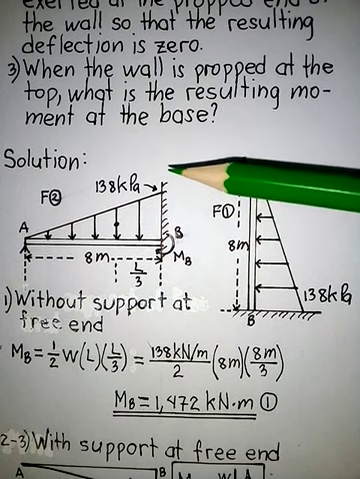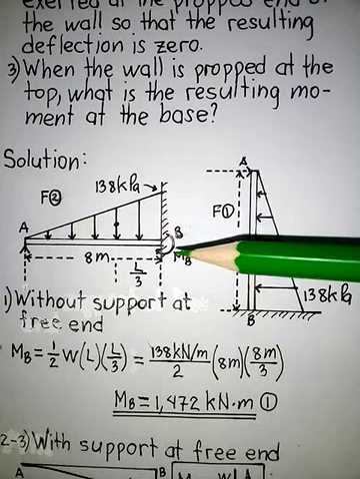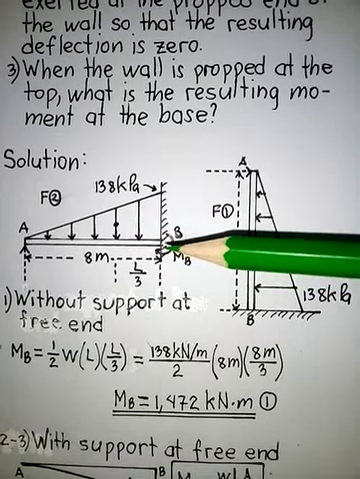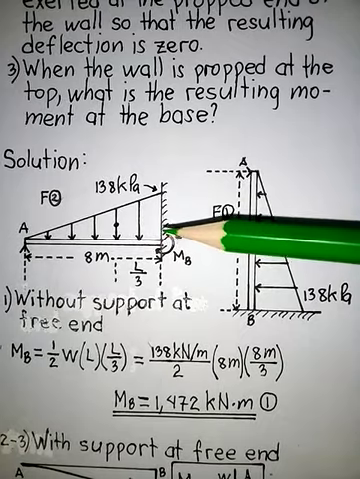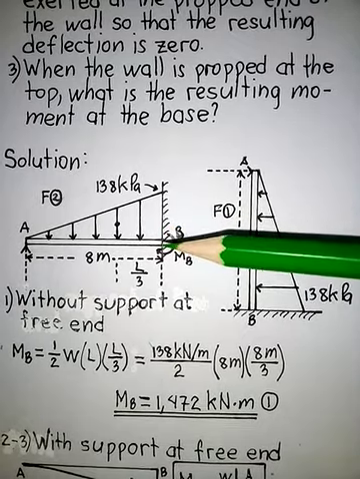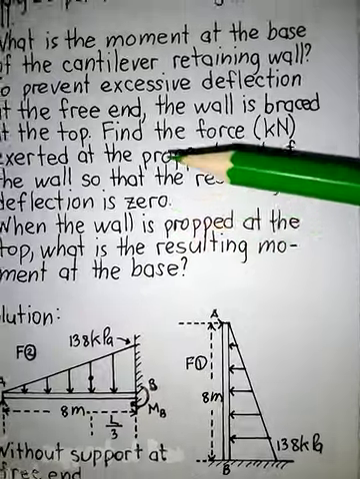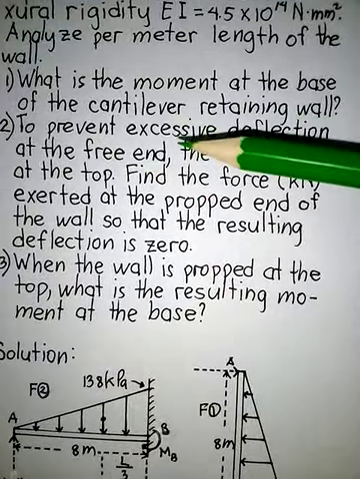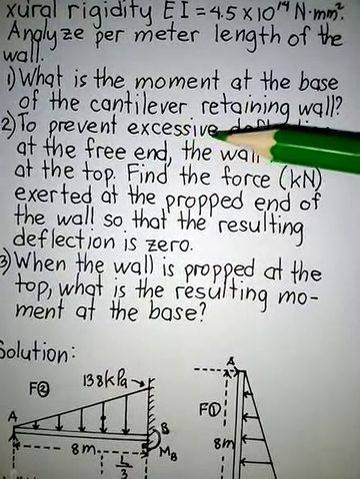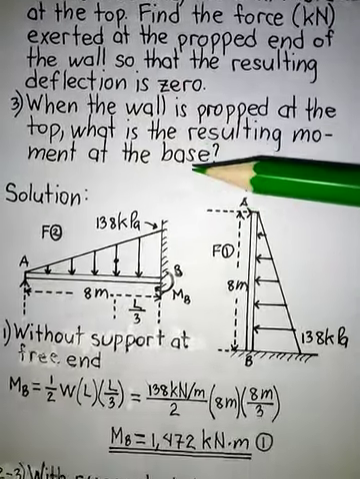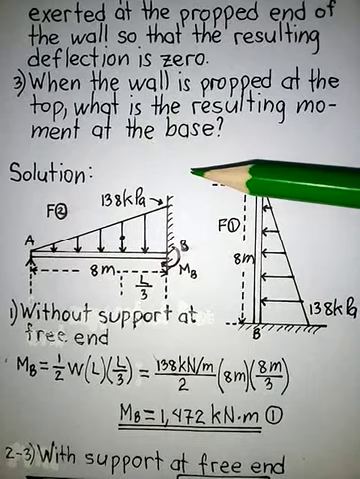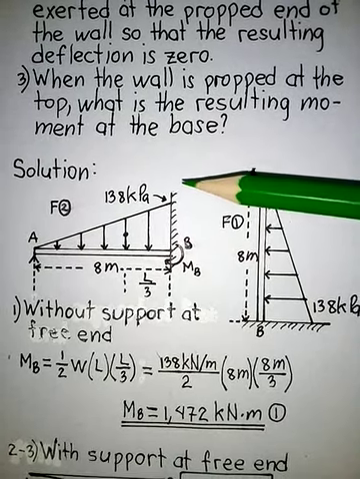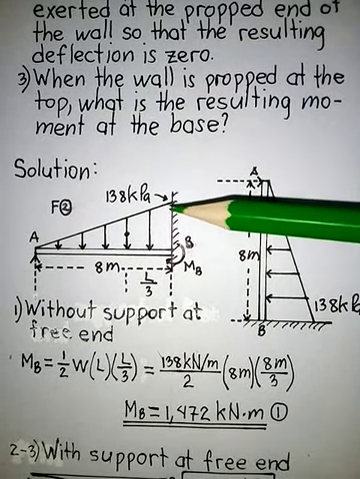Then we will treat this as a cantilever beam with and without support at the prop end. So in number 1, we are asked: what is the moment at the base of the cantilever beam retaining wall without support? First, without support at the prop end. So without support at the prop end, the moment will be, we will use the usual formula.